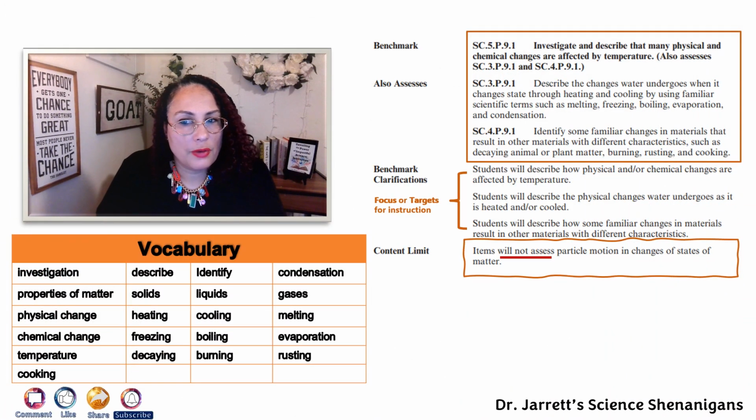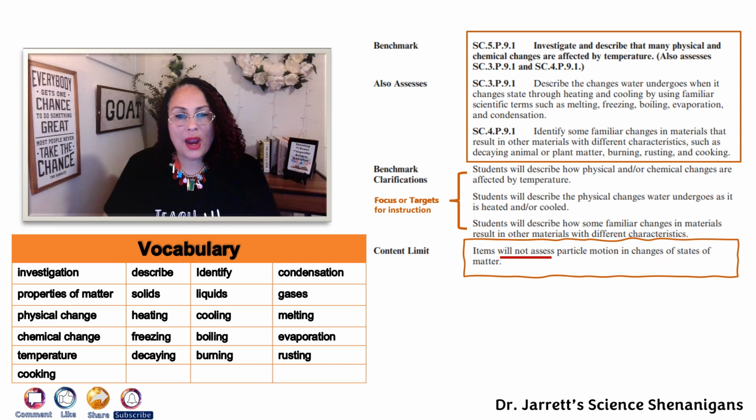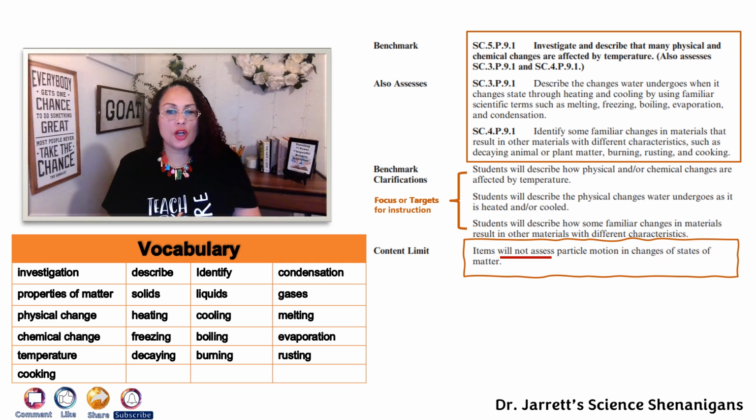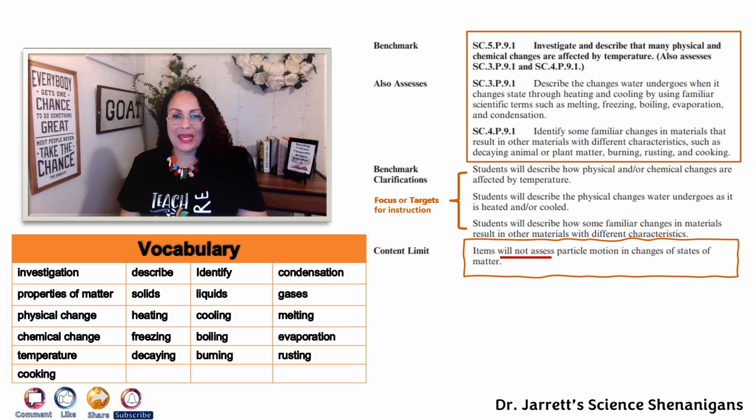The benchmark we're focusing on today is SC.5.P.9.1. Investigate and describe that many physical and chemical changes are affected by temperature. This benchmark is also a third and a fourth grade benchmark, which is 3P9.1. Describe the changes water undergoes when it changes state through heating and cooling by using familiar scientific terms such as melting, freezing, boiling, evaporation, and condensation.